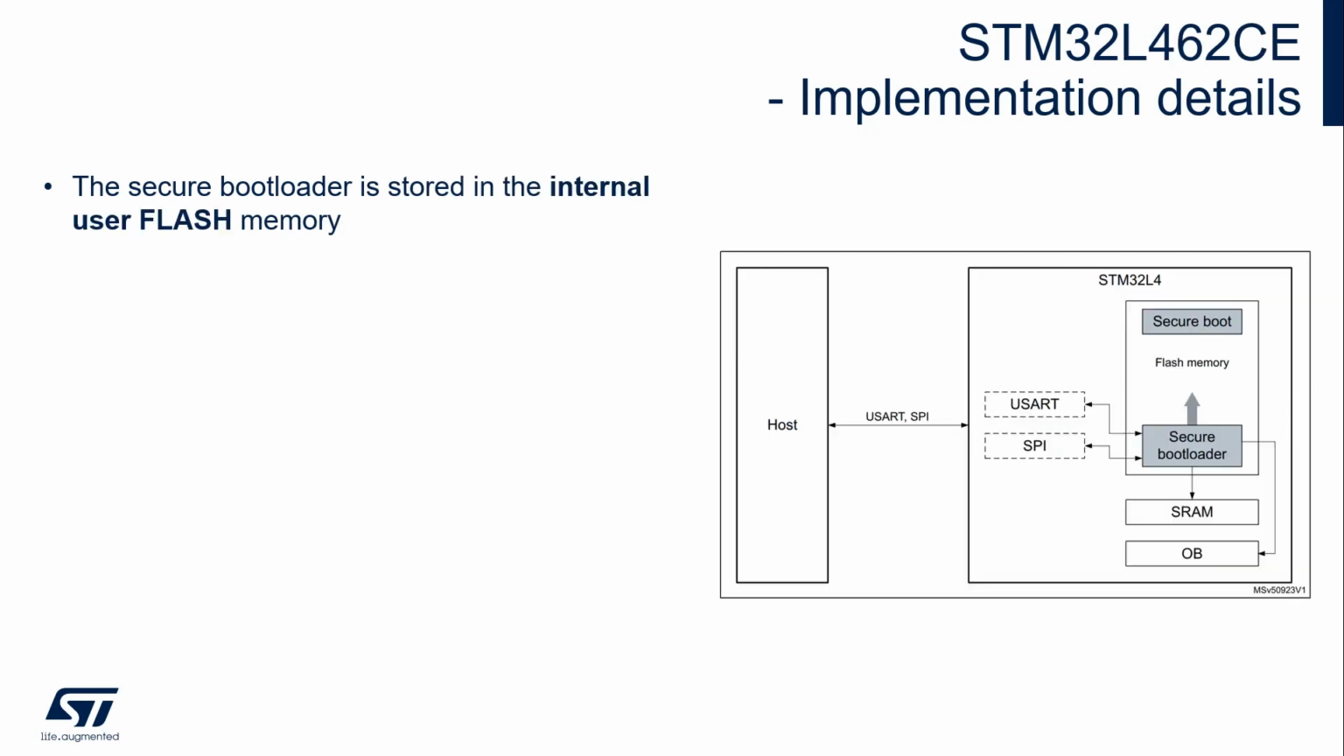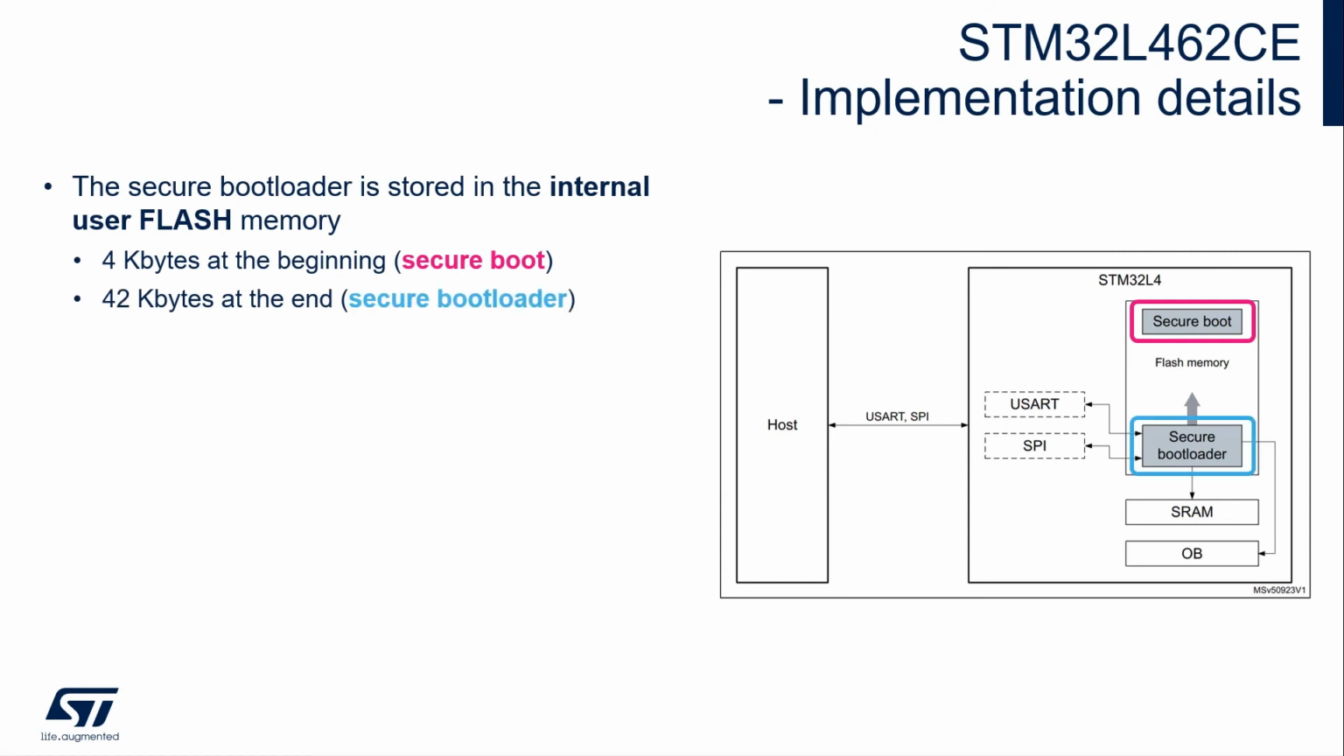STM32L462 implementation is slightly different compared to the ones described so far. The major difference is that in the L4, the SFI bootloader is stored in the internal user flash and not in the system bootloader section. The code is composed of two parts, both stored in the user flash, a secure boot and a secure bootloader section. This means that not all the STM32 user flash is available for the OEM application code. In fact, after the SFI process is completed, the SFI secure bootloader is erased, but the secure boot part of it, around 4K, is preserved.